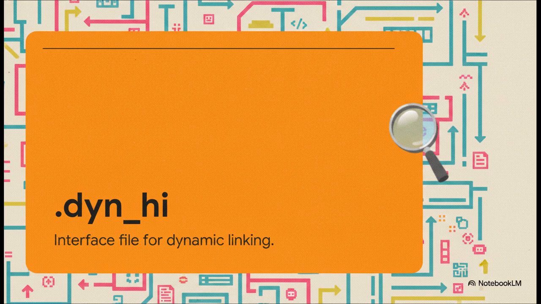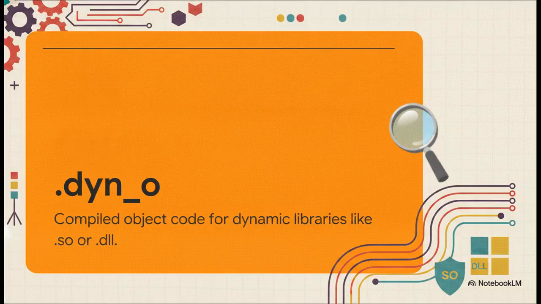Which means, just like before, we have a dynamic interface file, the .dyn_hi file. It does the exact same job as a static interface file, providing the structural metadata, the types, the functions, but this one is specifically tailored and meant for dynamic linking instead of static. And naturally, its partner is the dynamic object file, or .dyn_o. This is the compiled object code designed specifically for dynamic libraries. If you're used to seeing .so files on Linux or .dll files on Windows, well, this dynamic object file is exactly what goes into building those shared libraries.